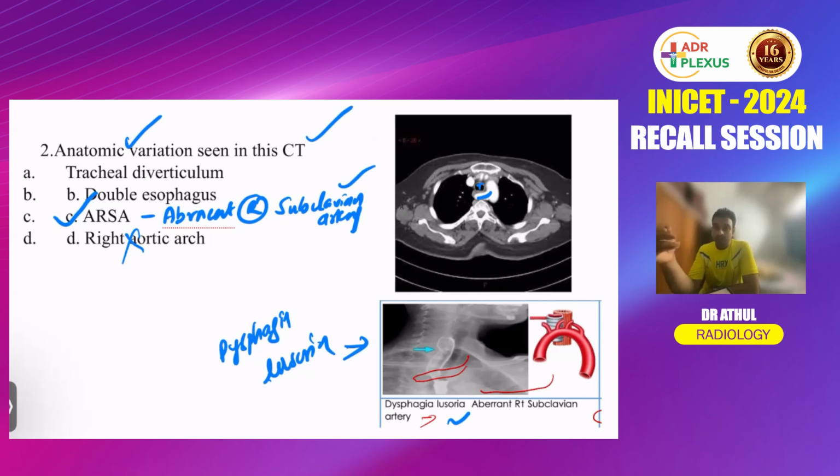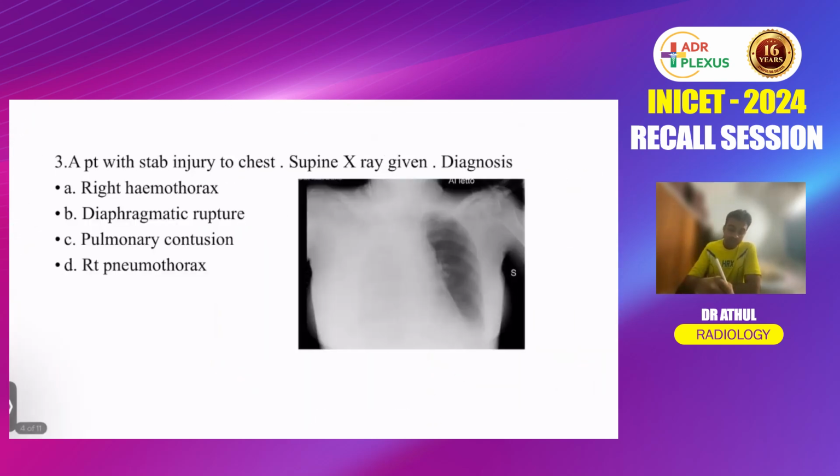What happens is the vessel which is passing posterior to the esophagus will compress the lumen of the esophagus. This is actually an image from our workbook showing aberrant right subclavian artery. This year they have given a CT image and asked you to find out this anatomical variant. Now, the third question, this was actually easy because this was a patient after trauma, stab injury to the chest, and a supine X-ray radiograph was given.